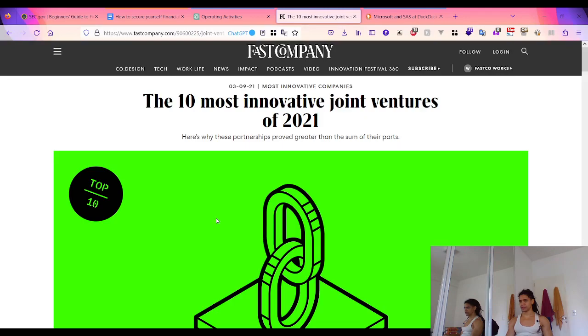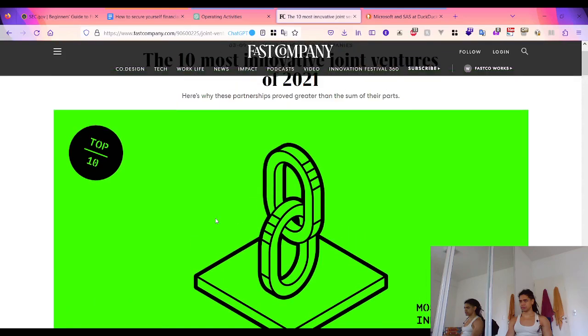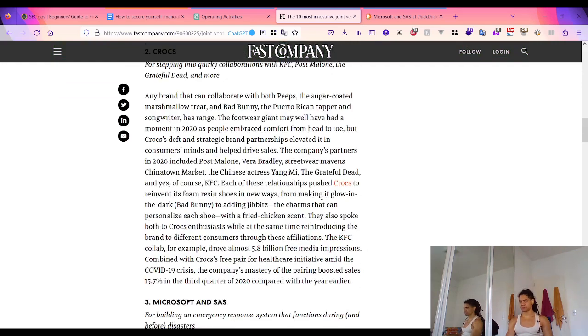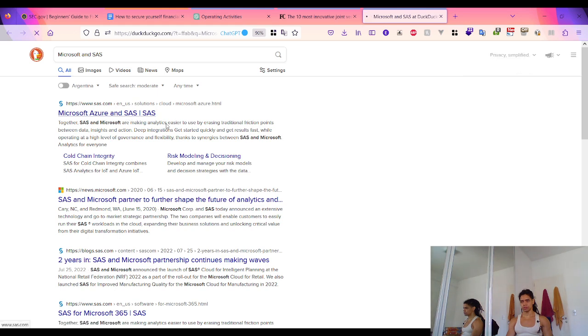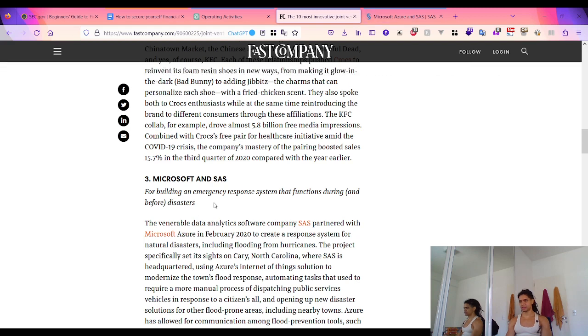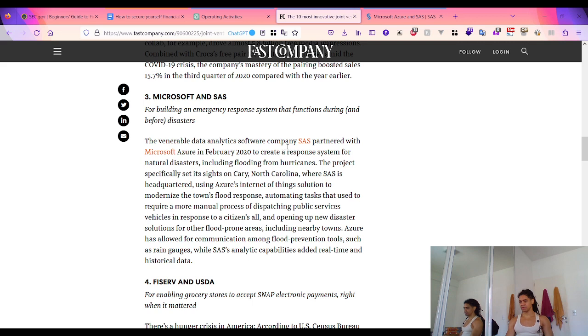Again, here I'm looking at the top 10 according to Fast Company. The top 10 joint venture most innovative company in 2021. And Microsoft and SAS, for building an emergency response system that functions during and before disaster. Oh, great. For enabling grocery stores to accept SNAP electronic payment right when it matters.